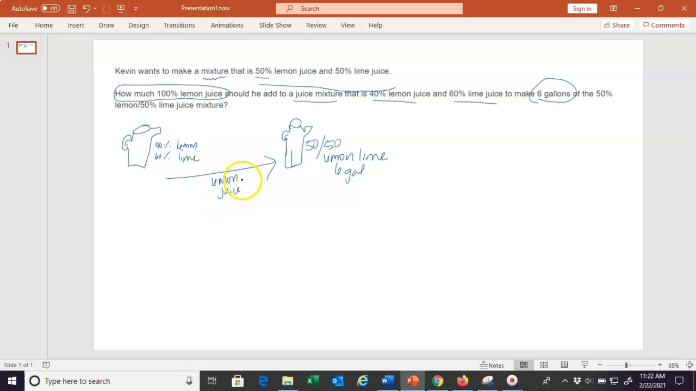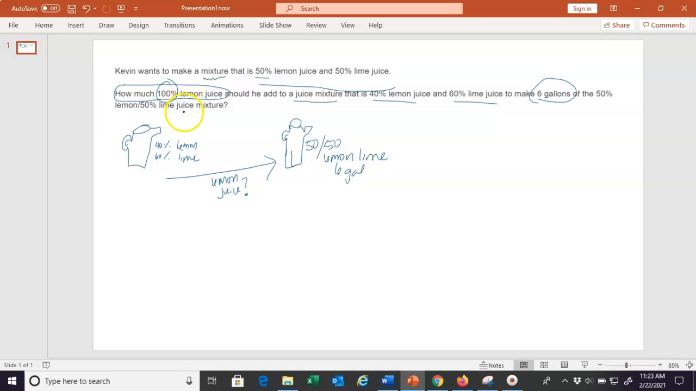And this whole 100% lemon juice thing, don't let that confuse you too much. It's just lemon juice. It doesn't have anything else in it. It doesn't have sugar. It doesn't have water. It doesn't have anything. It's 100% straight up lemon juice. Now, the other thing to point out is that he's only adjusting the lemon juice, right? He's not adjusting the lime juice at all. That's what the question says.